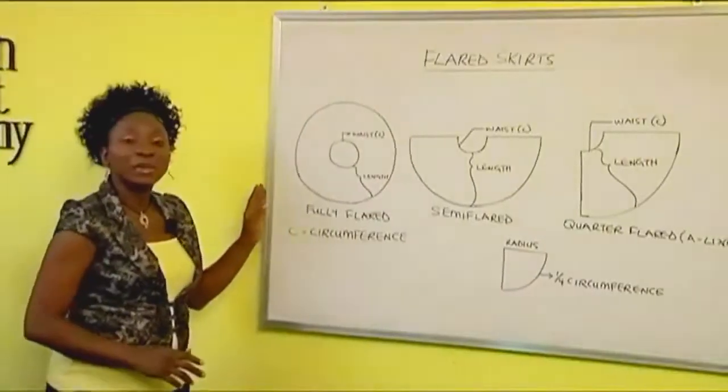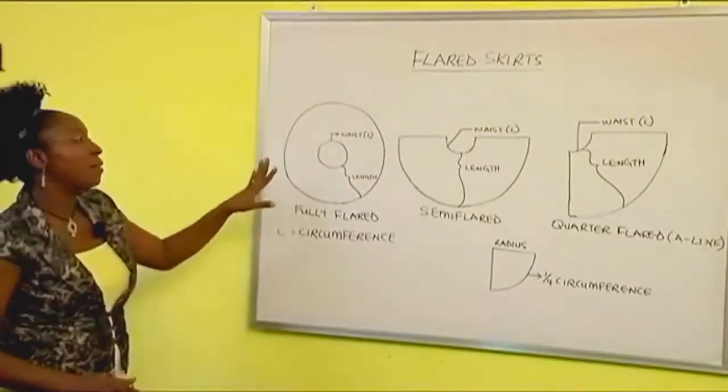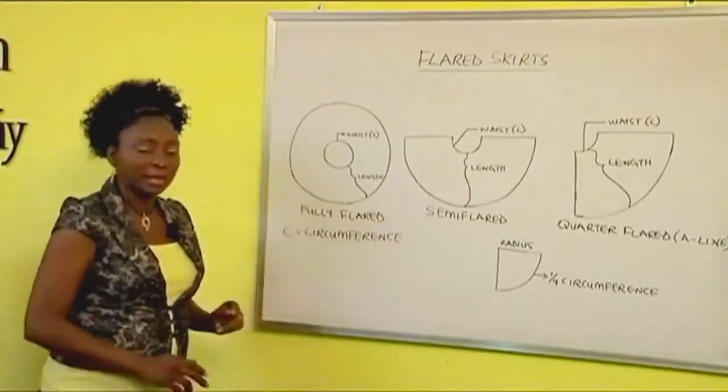Flared skirts are cut in circles, semicircles, or quarter circles. Let's go to the board and see how they look. We can see that we have three different kinds of flared skirts.